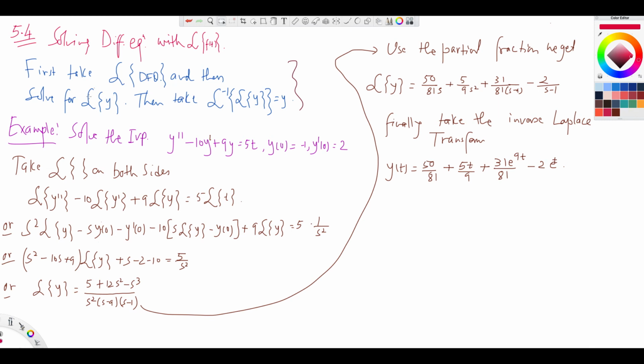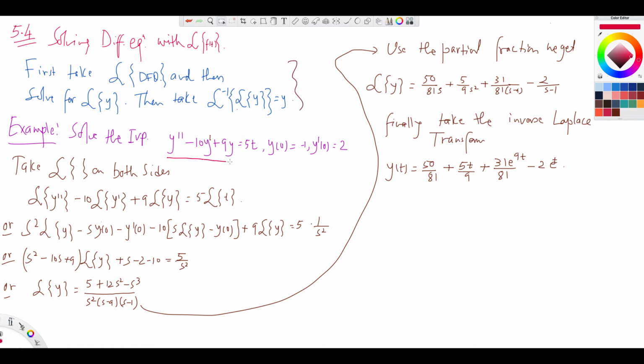After you do that, you take the inverse Laplace transform. You may have to do some partial fractions there, but the idea is first take the Laplace transform, then solve for the Laplace transform of the solution, and then take the inverse Laplace transform. Okay, let us take this example.